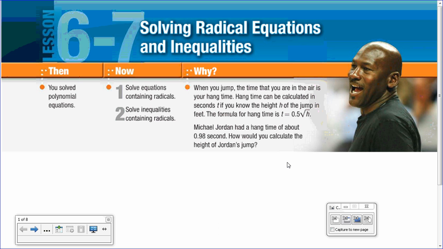Alright, today's lesson 6-7, we're going to be solving radical equations and inequalities. It's all a one-day lesson because solving equations transfers over to the inequalities.